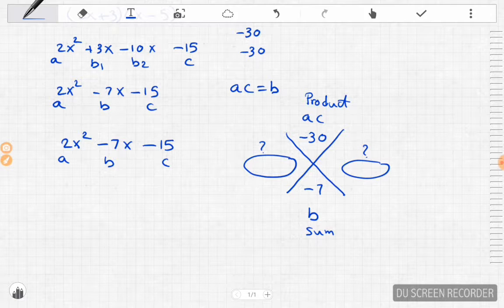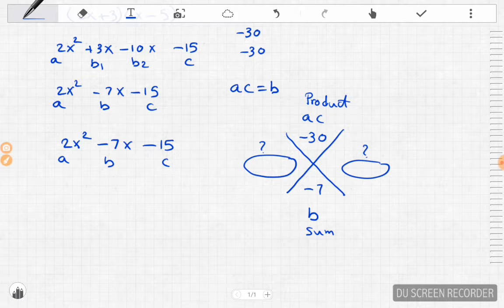I'm going to use the trick that we learned here. I need two numbers to break down the negative 7x into two terms, like we said earlier. Remember the 3x minus 10x? But I'm just pretending I don't know the 3 and negative 10. I will find a trick to come up with 3 and negative 10, right? So I need two numbers that I don't know, with the product of negative 30, that's the AC, and with the sum of negative 7.